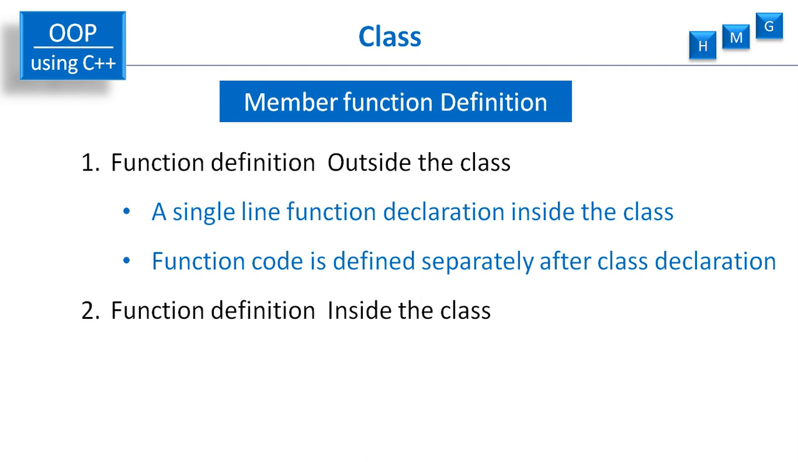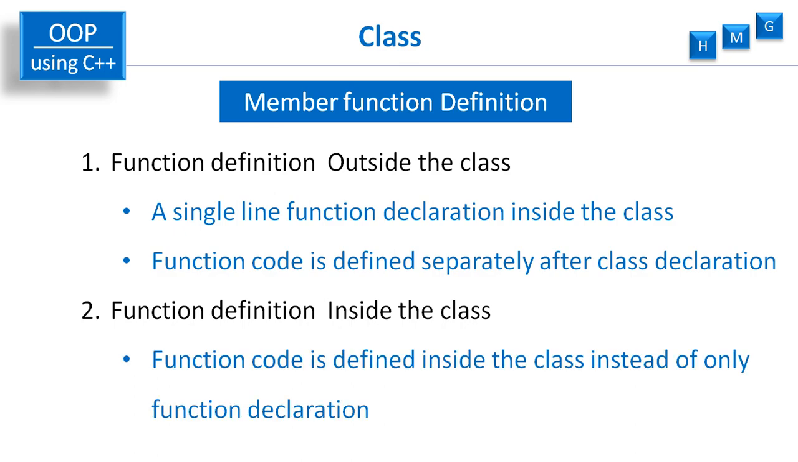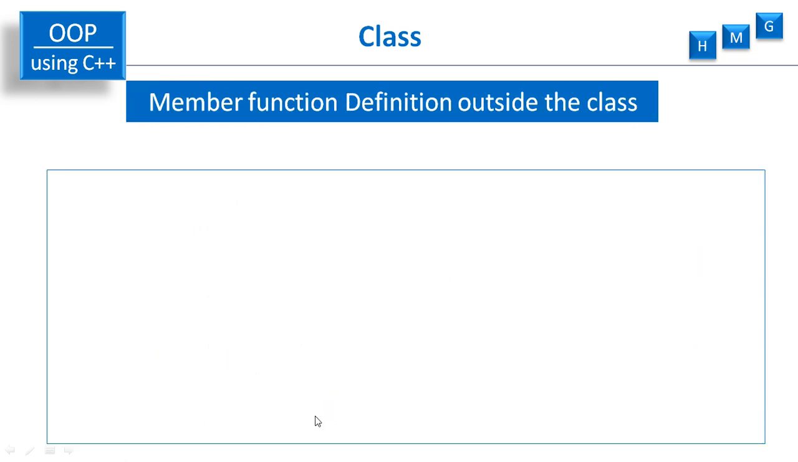Second way is function definition inside the class. Instead of outside the class, you can write the function definition within the class also. So the function code is defined inside the class instead of only a function declaration. So in the class we have written a single line function declaration. Instead of that, replace that declaration with the code. Let us see the member function definition outside the class, how it is defined outside the class.